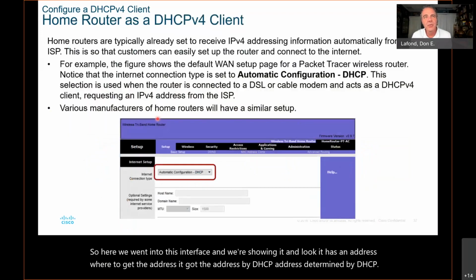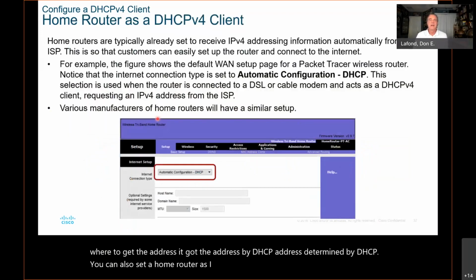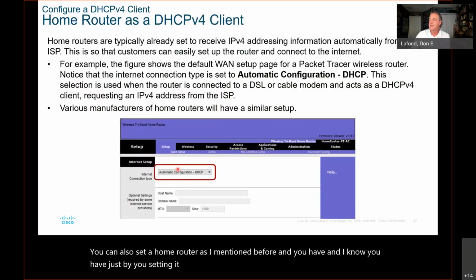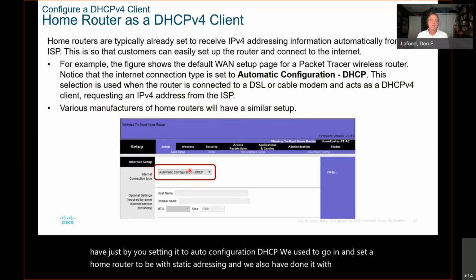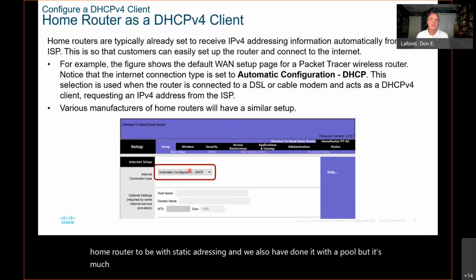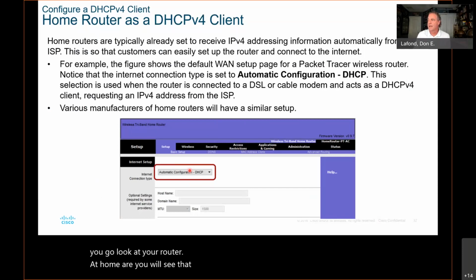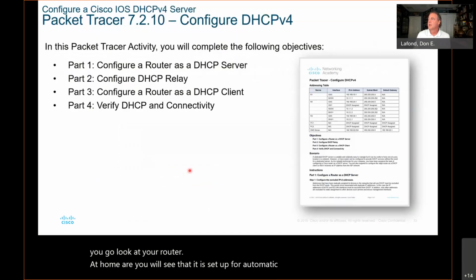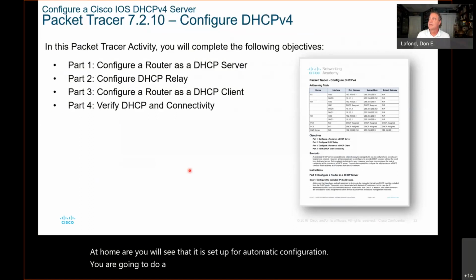You can also set a home router, as I mentioned before, just by setting it to auto configuration DHCP. We used to go in and set a home router with static addressing, and we also have done it with a pool, but it's much more realistic to see a home router using the DHCPv4 client. And I bet if you go look at your router at home, you will see that it is set up for automatic configuration.